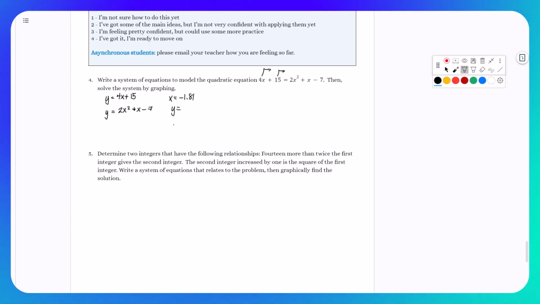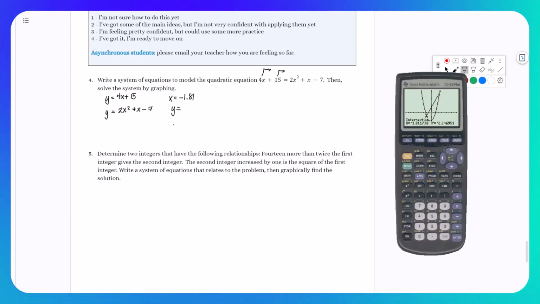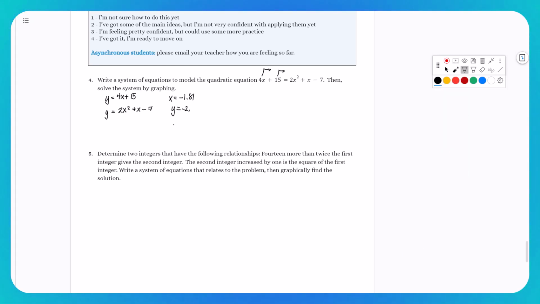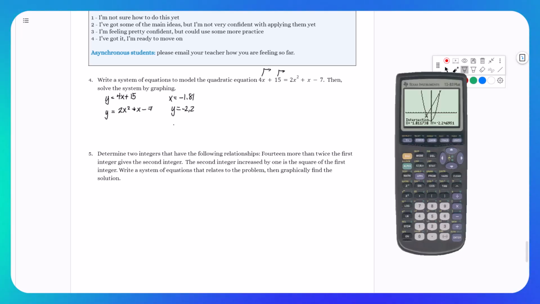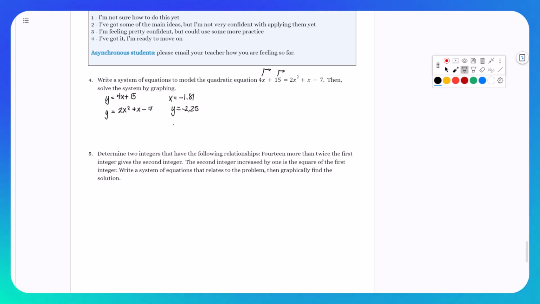when y equals negative 2.2. And I think it was 2.21. Oh, negative 2.24, round to 5. Now let's get the other number.